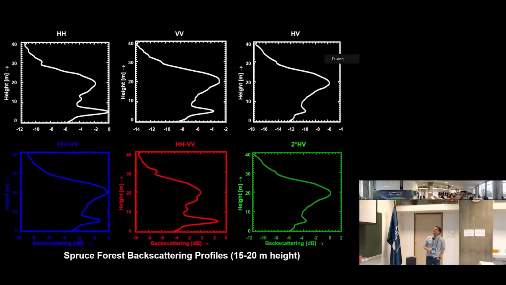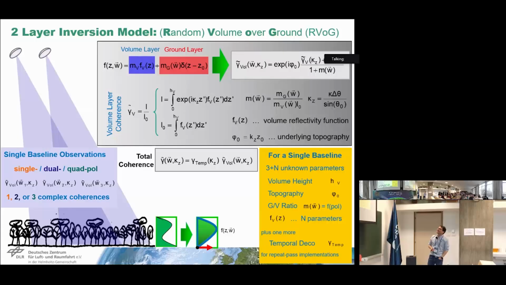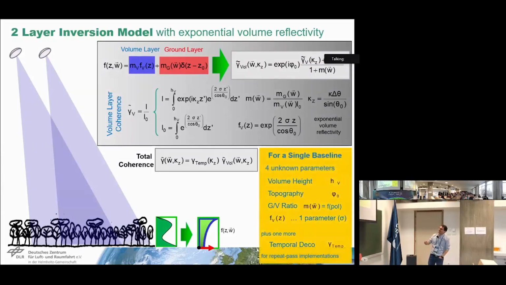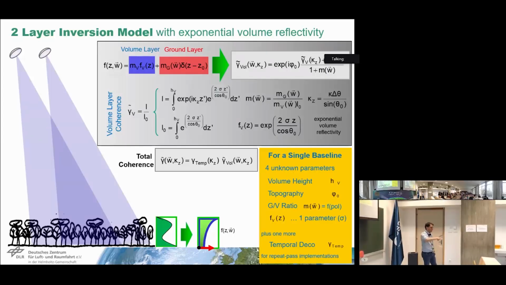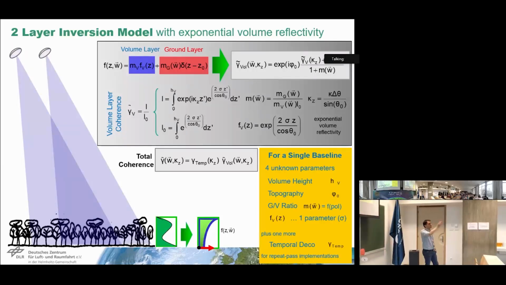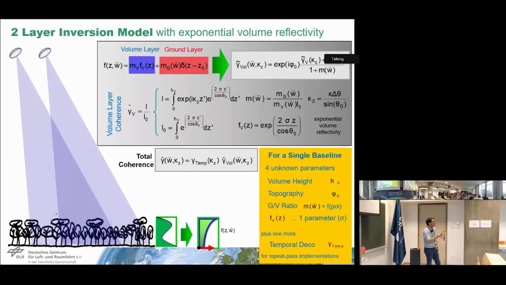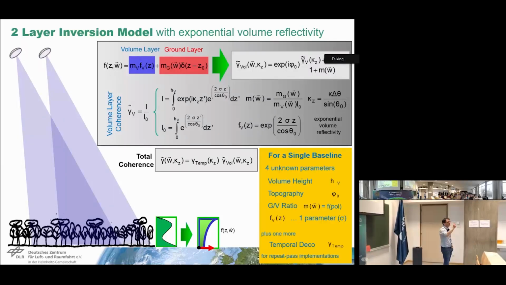So therefore, many times what is done is just to express the reflectivity function of the volume as an exponential. So you say that you have a homogeneous distribution of scatterers from the ground to the top, then the radar wave propagates. While it propagates, it attenuates. So the only parameter that you need to know of the volume-only reflectivity function is just the constant of attenuation. Now you have 6 unknowns and 6 measurements. So at this point, the problem is determined.